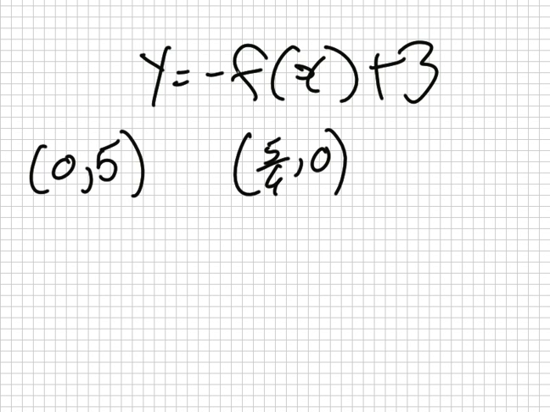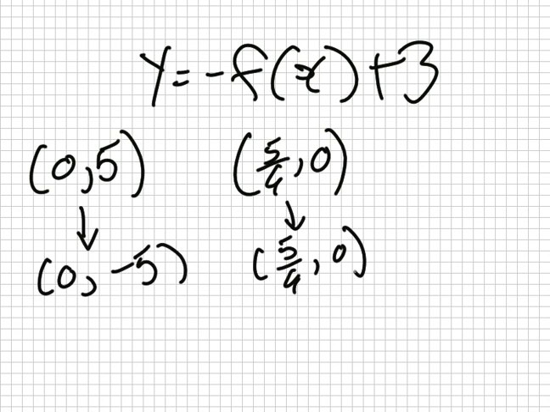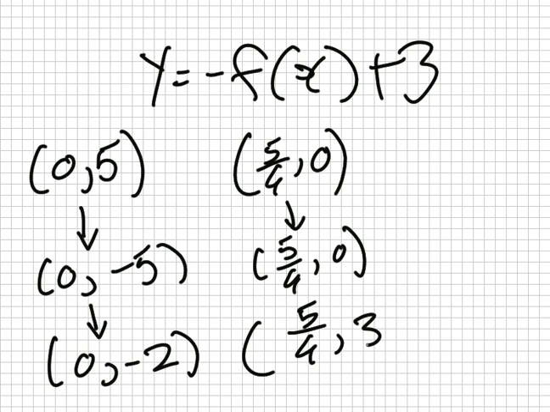So the minus means I flip it upside down. So that becomes 0, minus 5. And then 5 over 4, 0, or minus 0. And then the plus 3. So that will be minus 2 here. And then this one here, 3. You move them up 3.